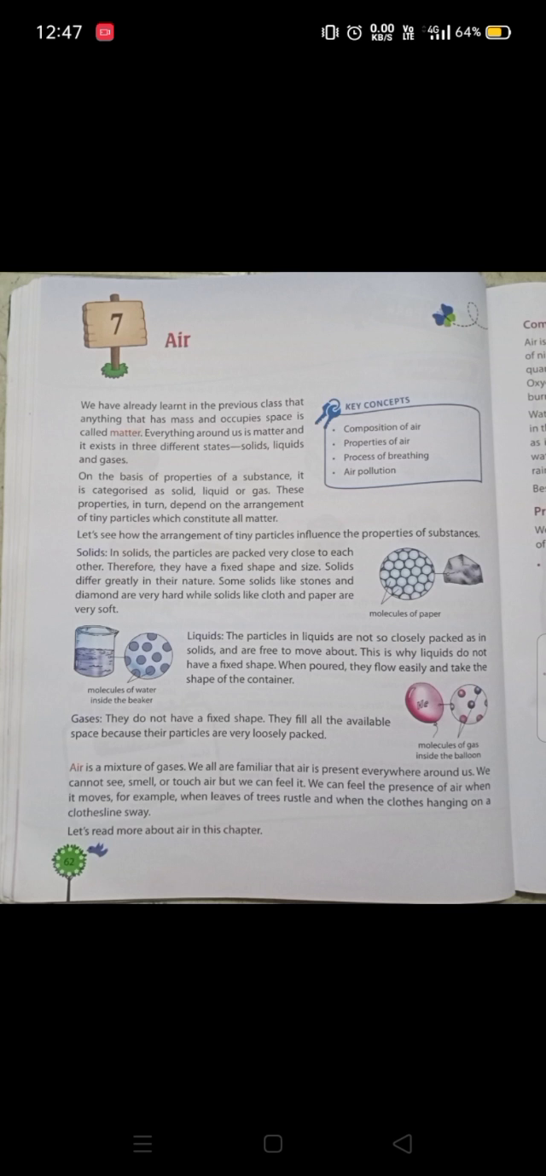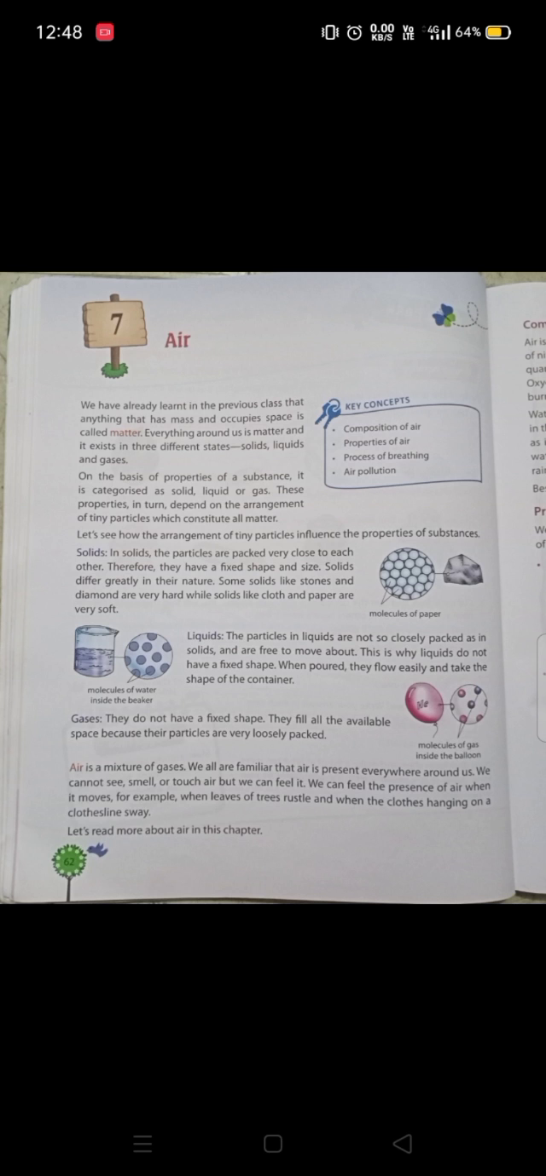Now next, let us talk about liquids. You can see the molecules of water inside the beaker. The particles in liquids are not so closely packed. Even here the molecules are not so closely packed as in solids. In liquids the molecules are free to move about. They are not attached with each other, they are free to move about.